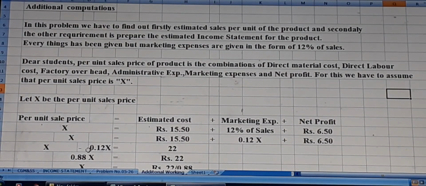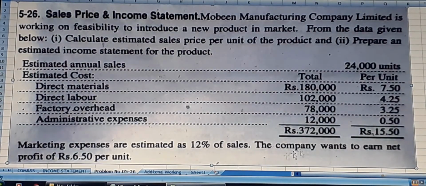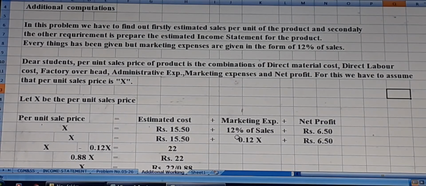Students, now X is assumed as the per unit sale price. Rupees 15.50 is the estimated cost which is given in the problem. Now marketing expenses are in the form of a percentage of sales. Then we have to write here 12% of sales plus per unit net profit, which is also given as rupees 6.50. Now students, here X is equal to this amount and we have to convert marketing expenses in terms of X: 0.12x, because X belongs to sales and 12% of X means 0.12x is the marketing expenses, plus net profit.